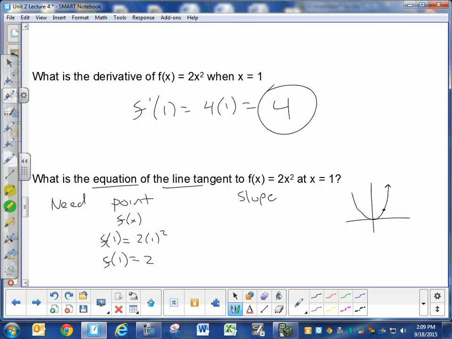But I need the slope of this line. Well, the slope of the line will come from its friend, its derivative, that will tell us the tangent slopes of the function anywhere. And I know that f prime, using my magical formula, was 4x, and that means f prime of 1 is equal to 4. Now that I have my information, I know this line's equation is y minus 2 equals 4 times x minus 1.